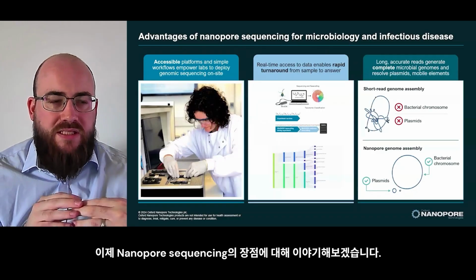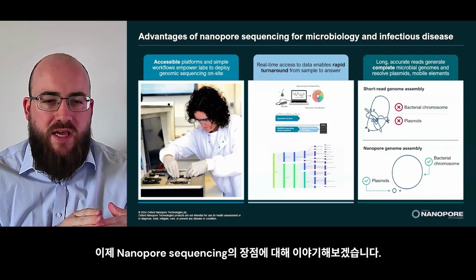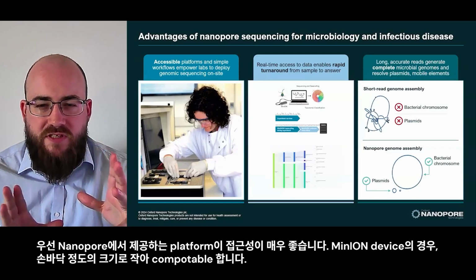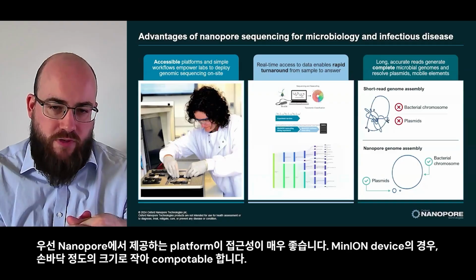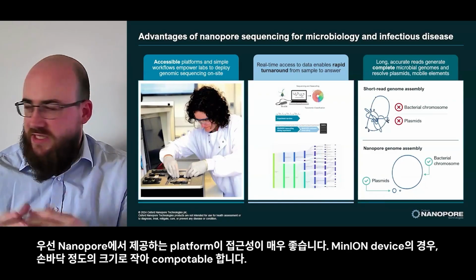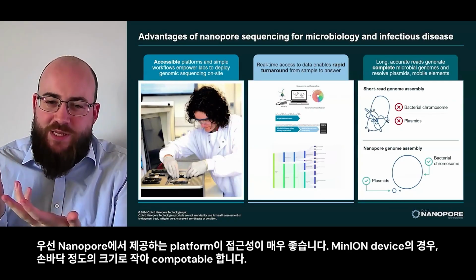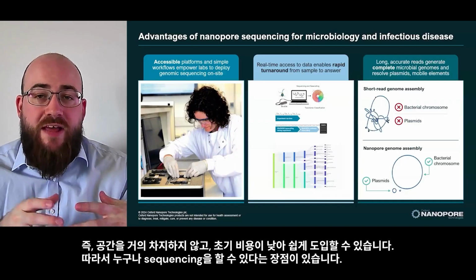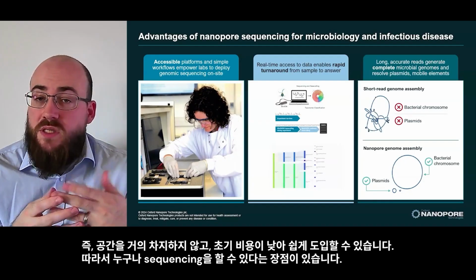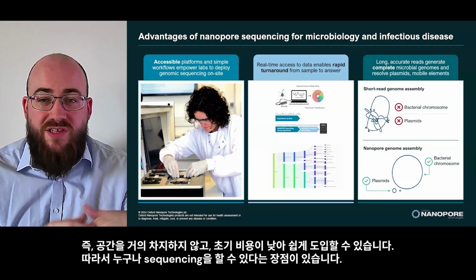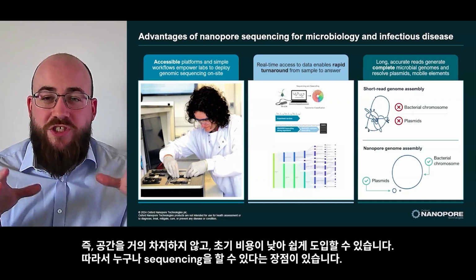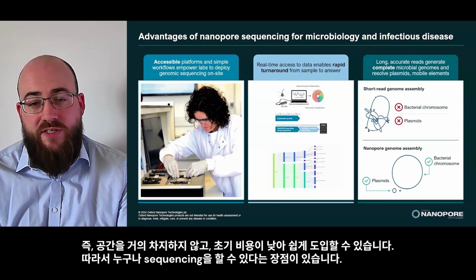Now, let's talk about the advantages of nanopore sequencing here. Some of the great features for us here, the platform is accessible, right? We're talking really small machines. If you've seen a MinION, it fits on the palm of your hand, right? So these platforms don't take much space. They also don't have high upfront costs. So getting started is really easy. Anyone can just get stuck into nanopore sequencing if they're interested.